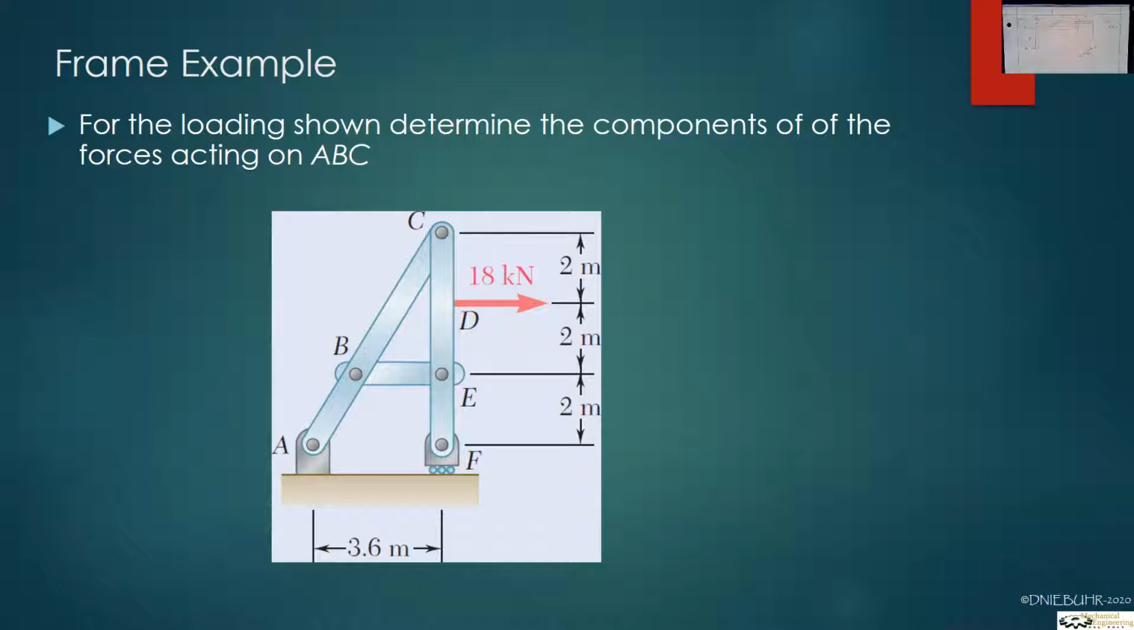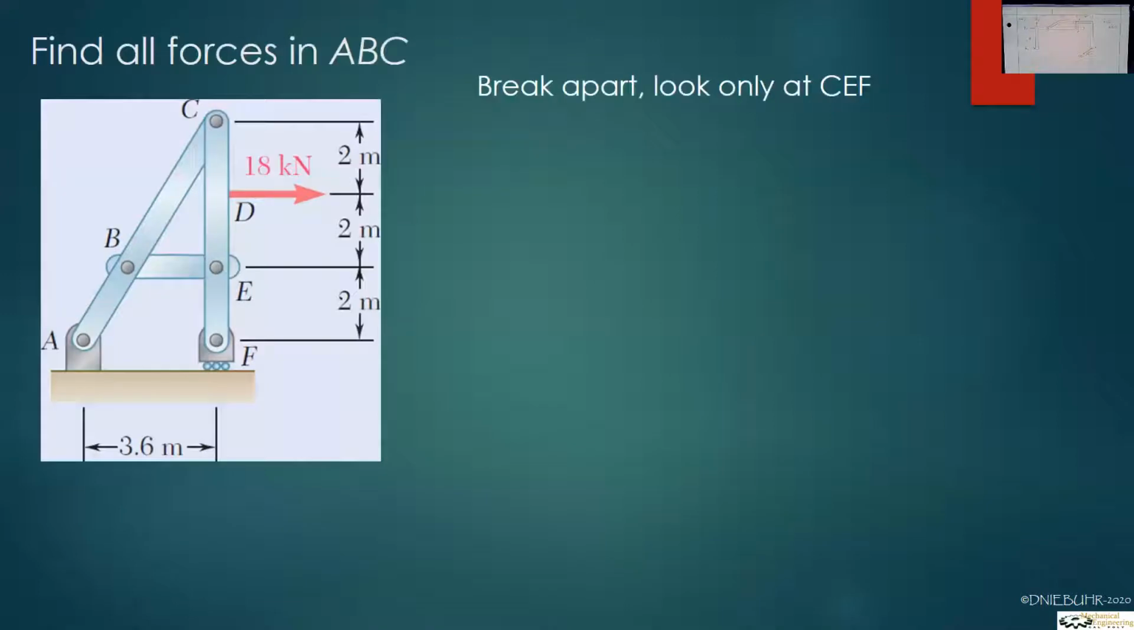Now, notice that BE is a two-force member because it's pinned in two places and there's no external force. So we know that the force in BE is either going to be in tension or compression, but we don't know yet. So let's go ahead and look at the drawing. One of the things we can do is take it apart, but we can also start with just getting the external reactions.